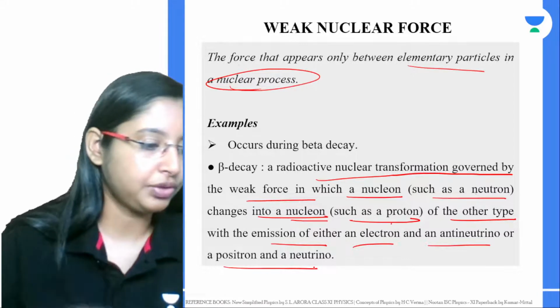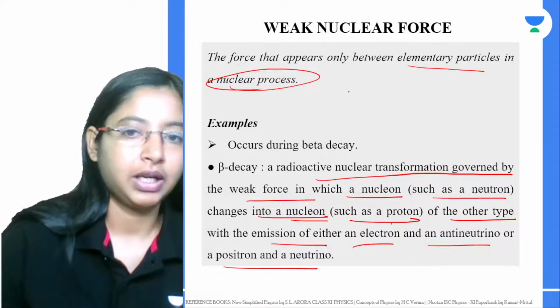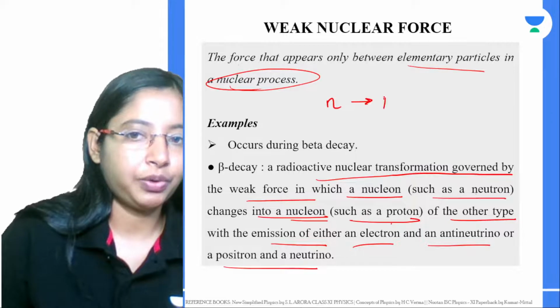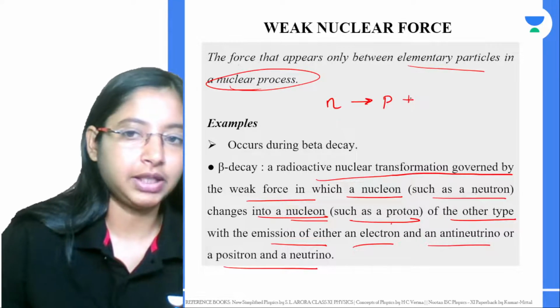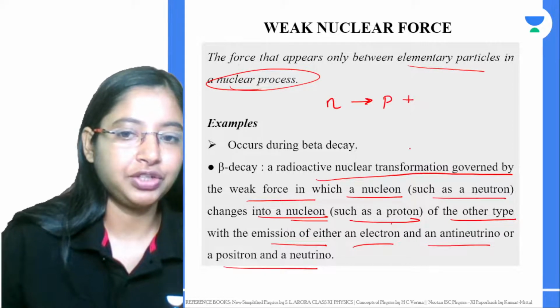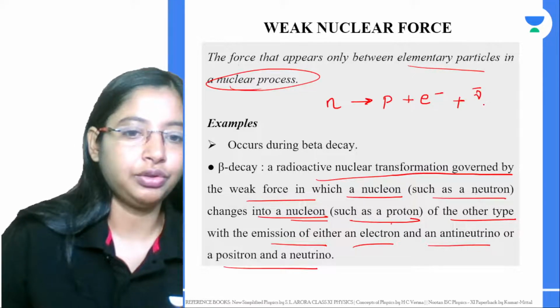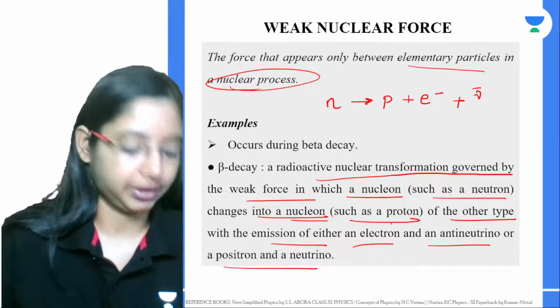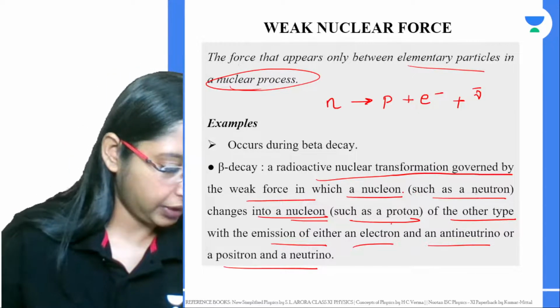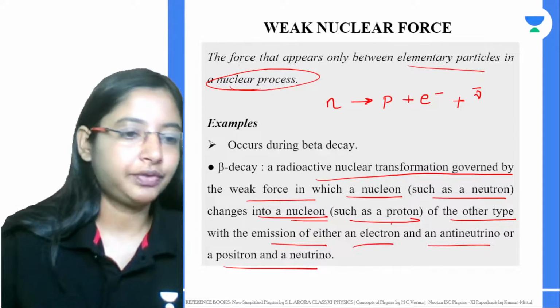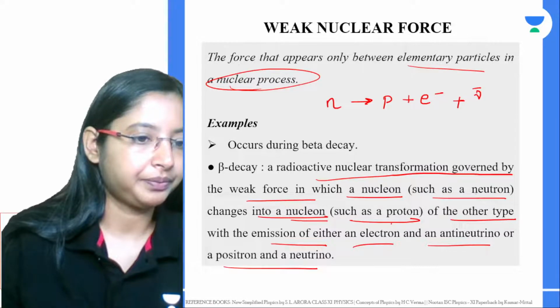The weak nuclear force is observed in such a place, where a neutron changes into a proton. It gets converted, with an electron and some antineutrinos or a neutrino emitted along with that. So this is where your weak nuclear forces apply.